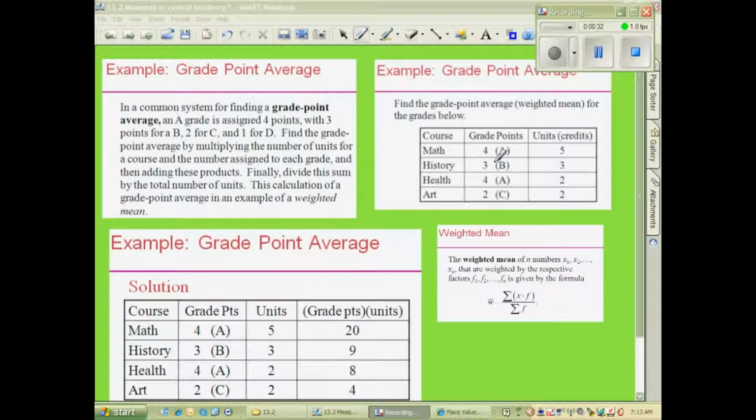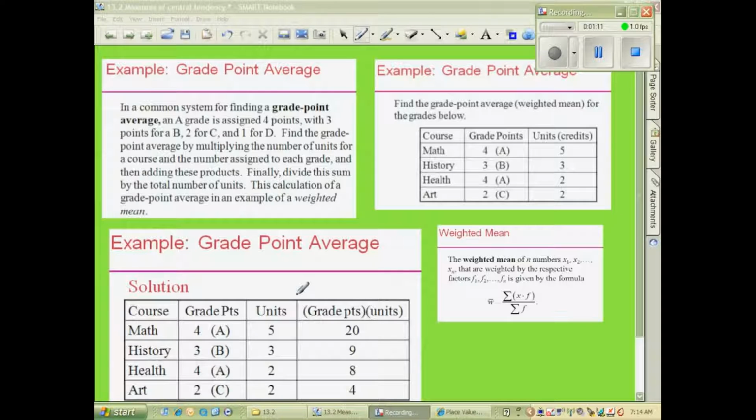It says, in a common grading system for finding a grade point average, an A grade is assigned 4 points, a B grade is assigned 3, 2 for a C, 1 for a D. Find the grade point average by multiplying the number of units for a course by the number assigned to each grade, and then adding these products. Finally, divide the sum by the total number of units. This calculation of a grade point average is an example of a weighted mean. So this is how your grade's been graded. You've been weighted and graded on all your stuff all your life, whether or not you knew how to do it. So let's take a look at what they do here.